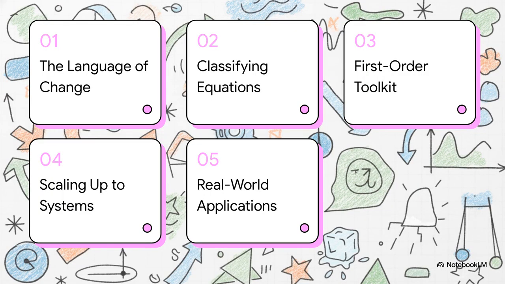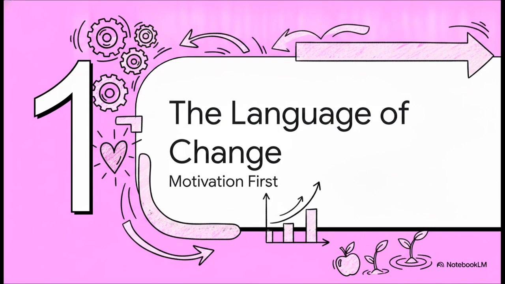Here is our mathematical roadmap for today. 1. The language of change. 2. Classifying the equations. 3. The first-order toolkit. 4. Scaling up to systems. And finally, 5. Applications in the real world. Okay, let's jump right into part 1, the language of change, motivation before mechanism.